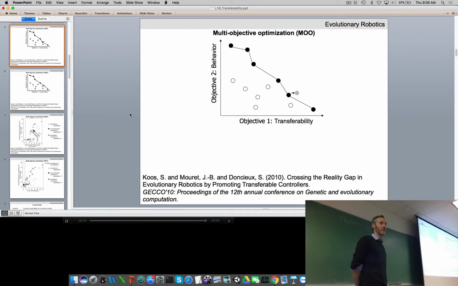And can you determine the ideal, what are the points called again? Non-dominated point? The ideal non-dominated point just by its distance from the origin?